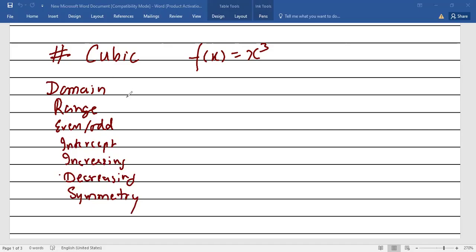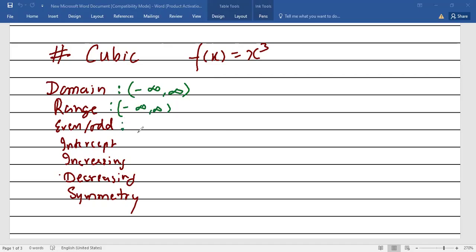So first, the domain is from negative infinity to infinity. Yes, range. Range is also from negative infinity to infinity. Yes, I think you can take help of your Barron's book. There also it is given. You can just look at it and explain it, no problem. Okay.